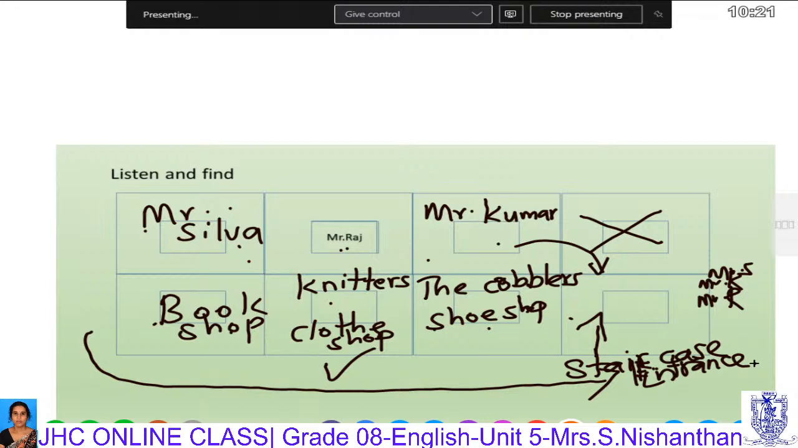And then we can start with the new unit, Unit 5. Check your answers. First one is Mr. Silva's flat, Mr. Raj and Mr. Kumar. The bookshop is below Mr. Silva's flat, the knitter's cloth shop is below Mr. Raj's flat, and the cobbler's shoe shop is below Mr. Kumar's flat. The staircase is next to the cobbler's. Now let's move on.